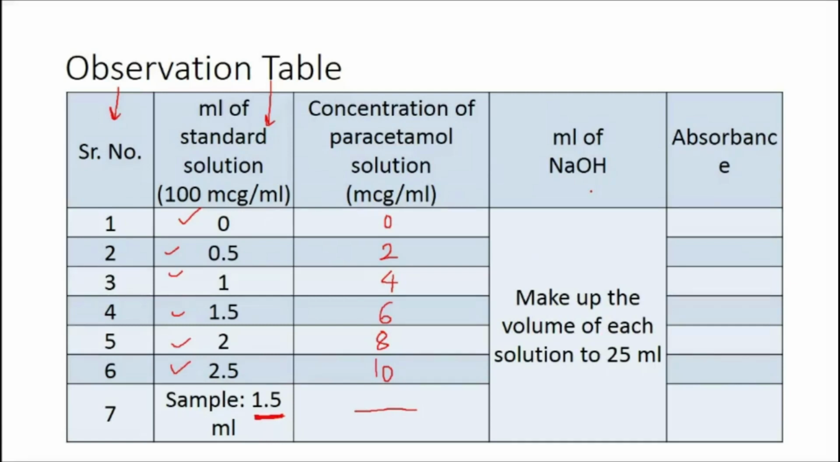ml of NaOH added is your third column. यहाँ पे सबके लिए common है. We want to make a volume to 25 ml even for the sample. And last column is your absorbance. This value I will give you after you take down this observation table.